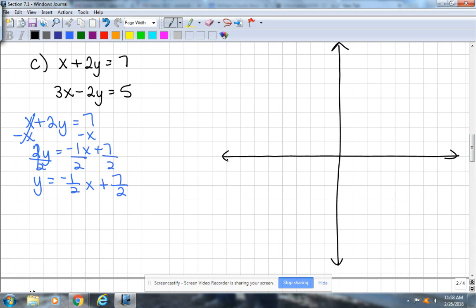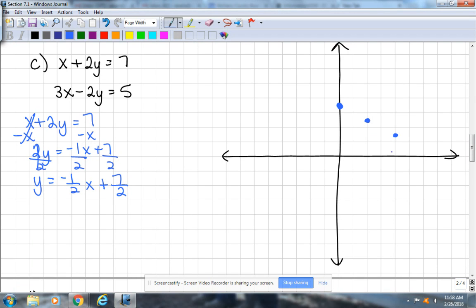So when I graph this line, I'm going to go to 3.5, which is up 3 whole spaces, and then go up 1 more half a space on the y-axis. And then my slope is down 1 to the right 2, negative 1 over 2. So I'm going to go down 1 whole, which puts me at 2.5 on the y-axis, and then run to the right 2 spaces. So again, down 1 whole to the right 2.